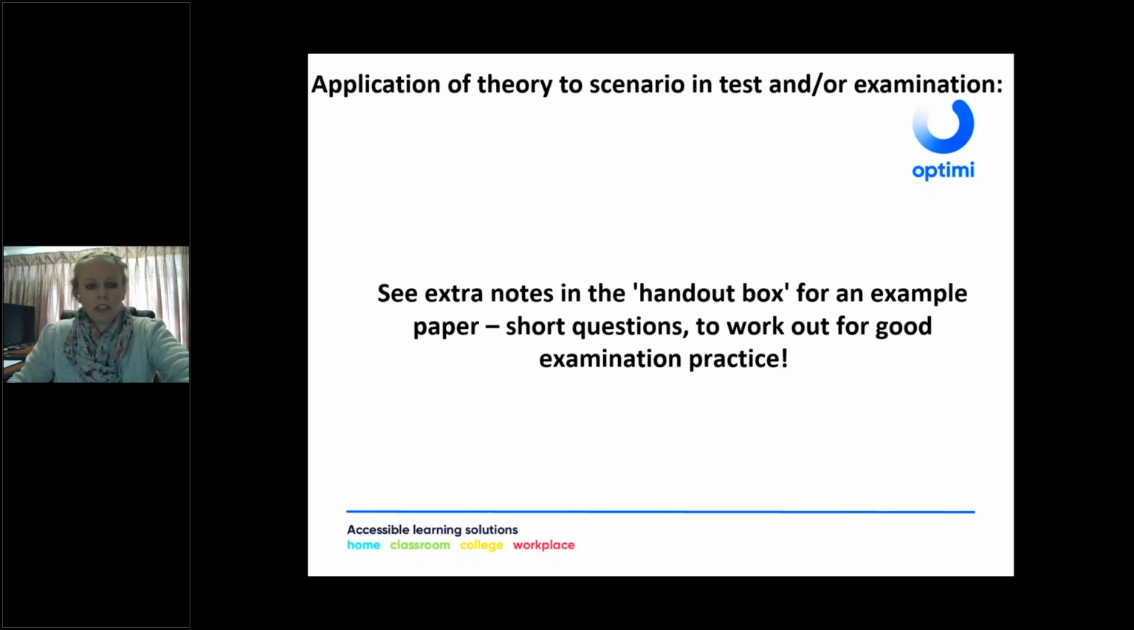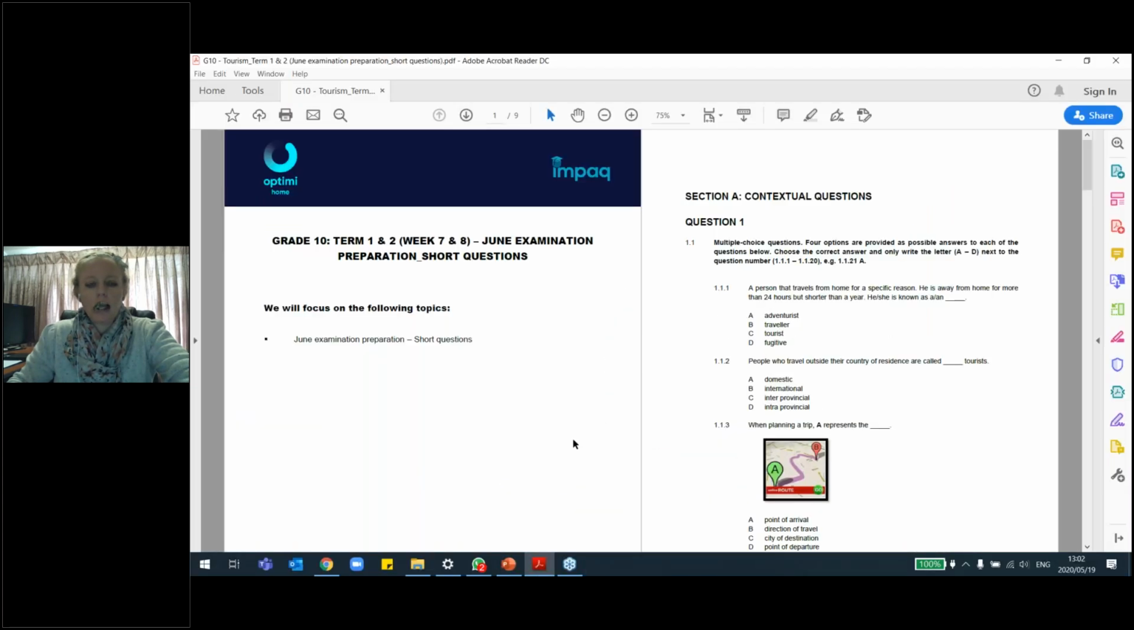I just quickly want to show you how that document looks. You will see it is a PDF document in your handout box. It will look like this. And you will see it's only Section A, contextual questions, which is the short questions.